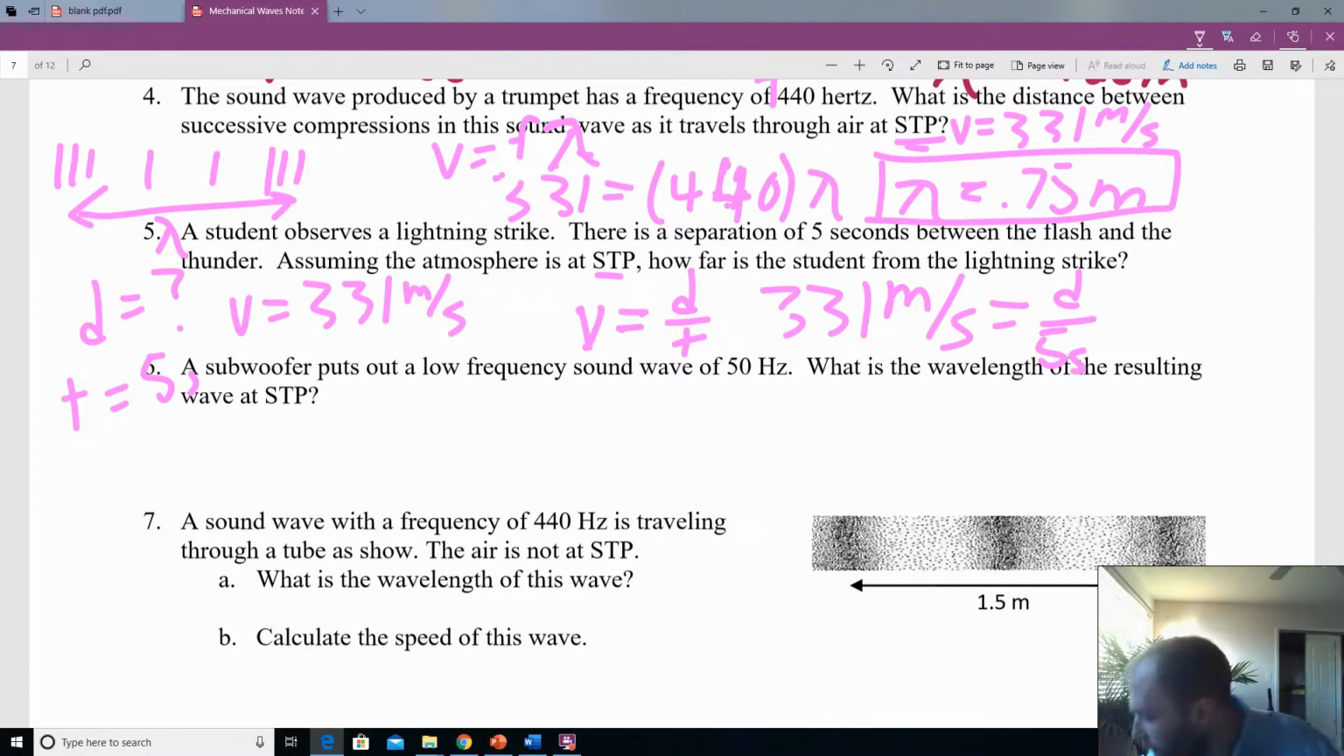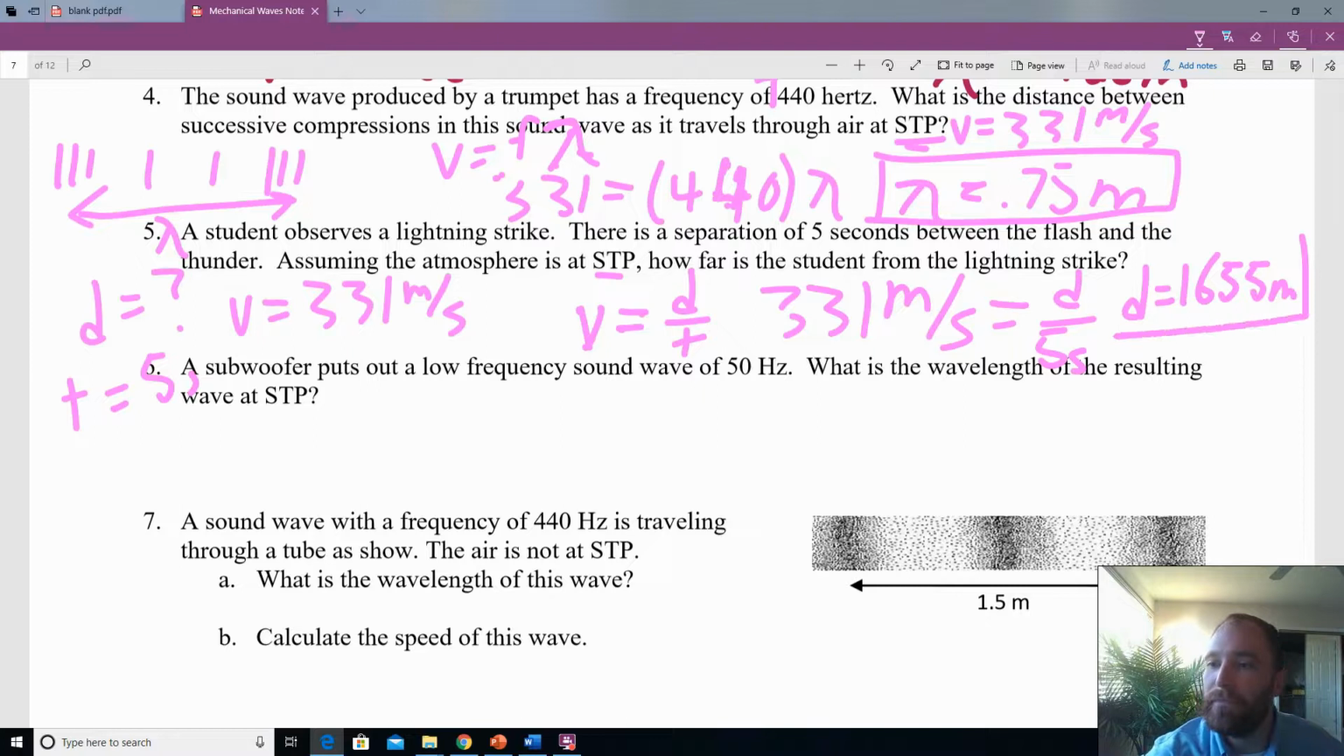When you do that, I got a distance of 1655 meters. It's kind of like, not an old wives' tale, but like the saying goes, if you see a lightning strike and you start counting the seconds that go by, 1 Mississippi, 2 Mississippi, 3 Mississippi, 4 Mississippi, 5 Mississippi. For every 5 seconds that goes by, that lightning strike was 1 mile away. If you run track, you know that 1 mile is about 1,600 meters, which is pretty close to what we got. So actually, this kind of works here.